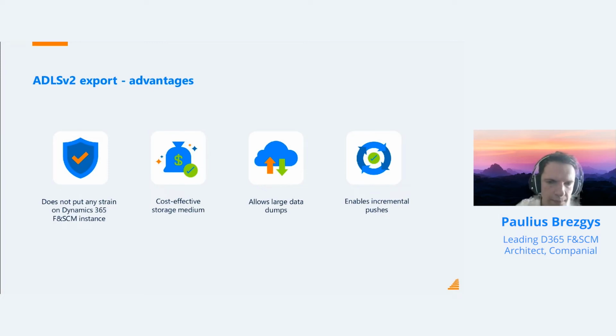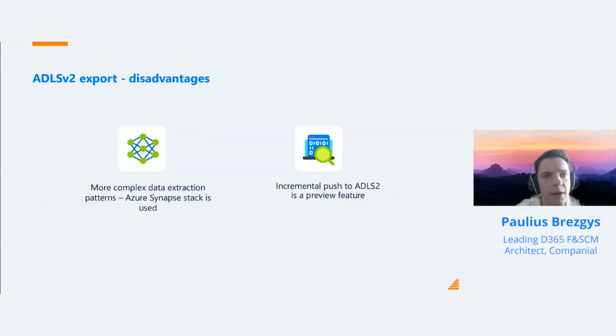Now it's all great and nice. Now, however, there are a couple of disadvantages with the data lake. To process and to extract data from the data lake, you cannot really write SQL. Well, you can, but usually you will be using something on the Azure Synapse stack.